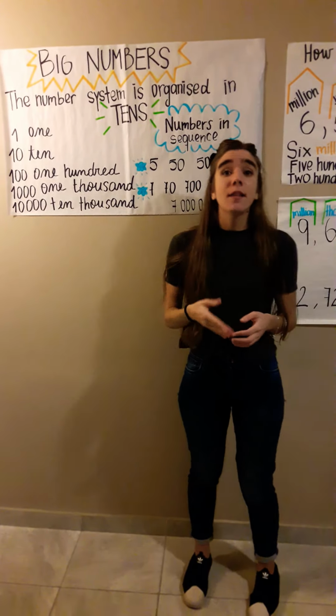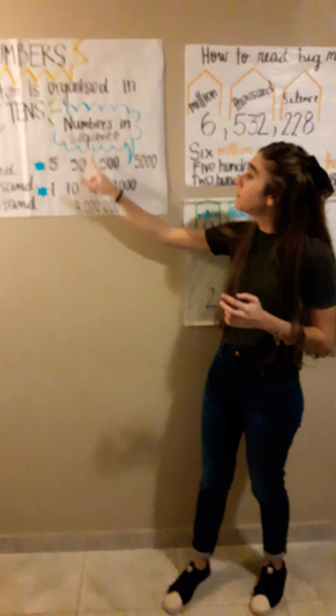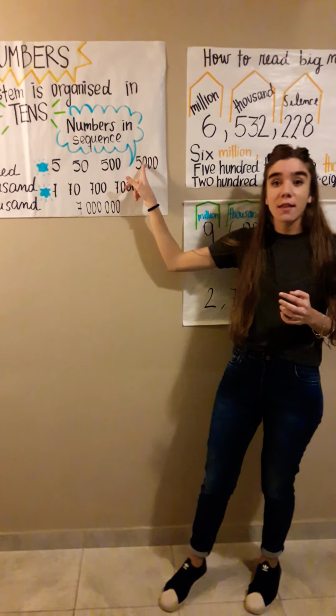So, in your practice book, you have an exercise which is about number sequence. Here we have also an example. We have the number 5. 10 times number 5 will be 50. 10 times 50 will be 500. Then we will have 5,000. Okay? So 5, 50, 500, 5,000.